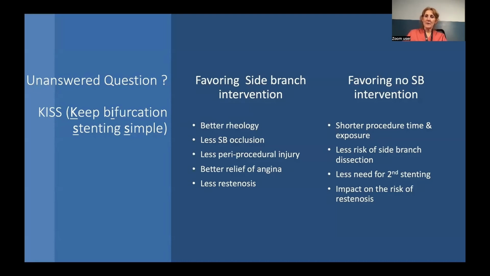So when we think about side branch intervention, why might this benefit a patient? Well, maybe we have better rheology, less side branch occlusion, less peri-procedural injury, better relief of anginal symptoms, and less restenosis. But inversely, if we don't perform side branch intervention, we're going to have shorter procedural times and less X-ray exposure, and maybe less risk of side branch dissection, therefore less need for second stenting, and maybe this has an impact in terms of the risk of restenosis later on.